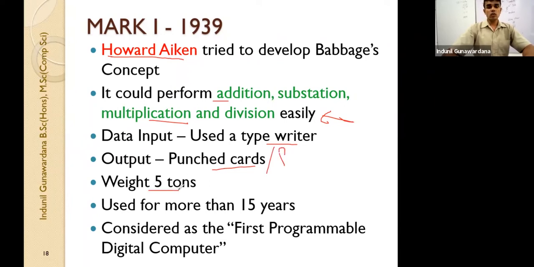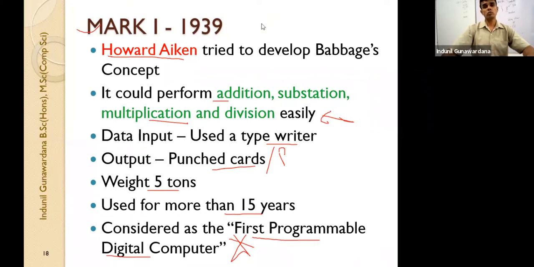Then the weight was around 5 tons, 5,000 kilograms, and it was used for around 15 years. This was a successful machine, considered the first digital programmable computer. And this is the importance here. Sometimes in the MCQs, they ask, which of the following is treated as the first programmable digital computer? Then they give answers like Mark 1, Charles's analytical engine, difference engine, and students don't select the answer correctly. So Mark 1 is treated as the first programmable digital computer.